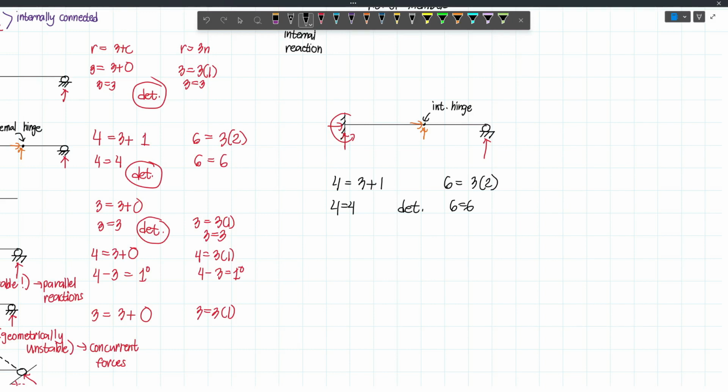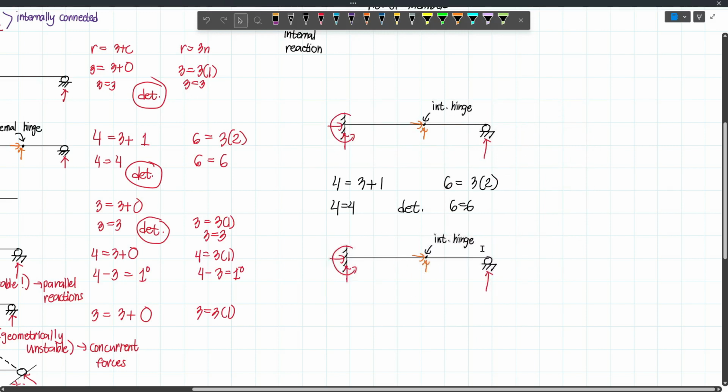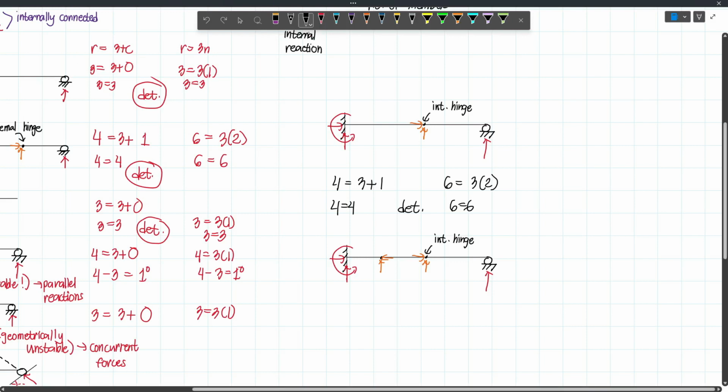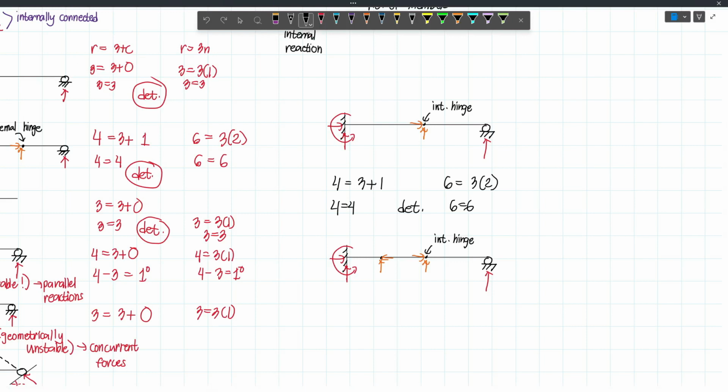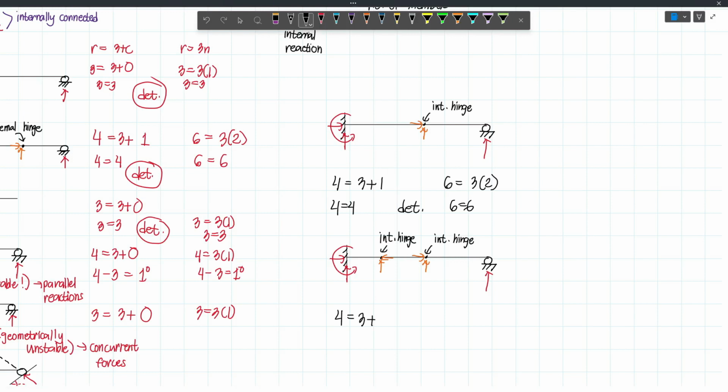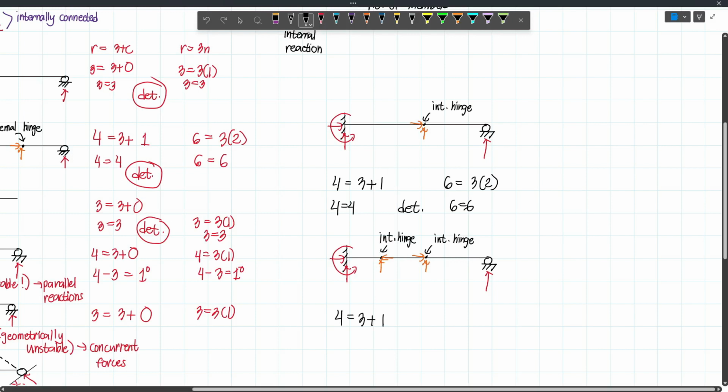Now what if sir, we place two internal hinges, separated from each other? So there are reactions there, upward or horizontal again. However again, in this formula r equals 3 plus c, we still include the internal reaction, so it is the same. It will become 4 is equal to 3 plus, but our c here changes because there are two internal hinges. That means our c is plus 1 for the first internal hinge and another plus 1 for the second internal hinge, so 4 is equal to 3 plus 1 plus 1, so we get 4 equals 5. However, we know that 5 is greater than 4.